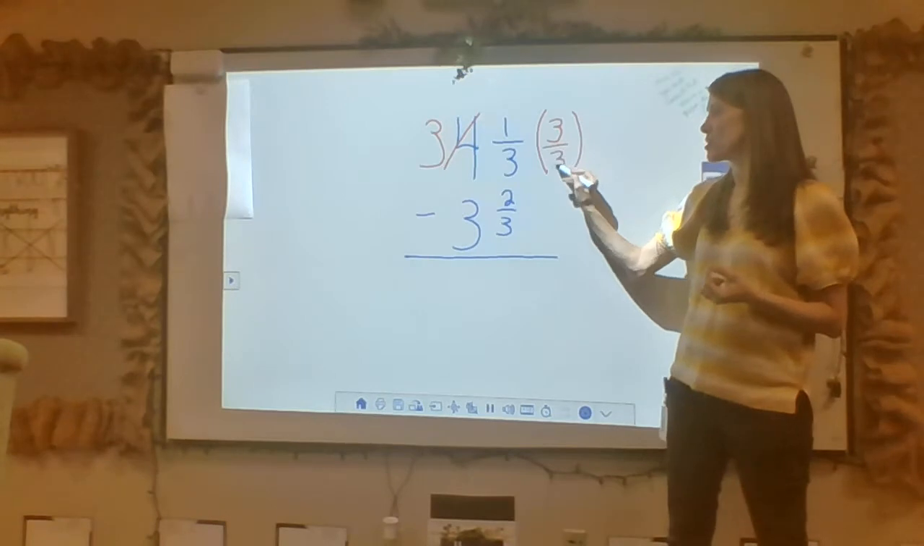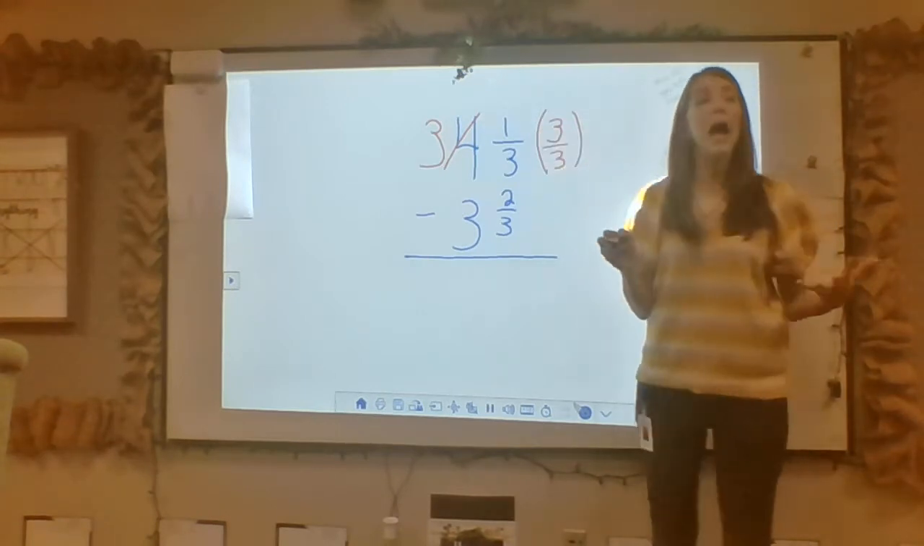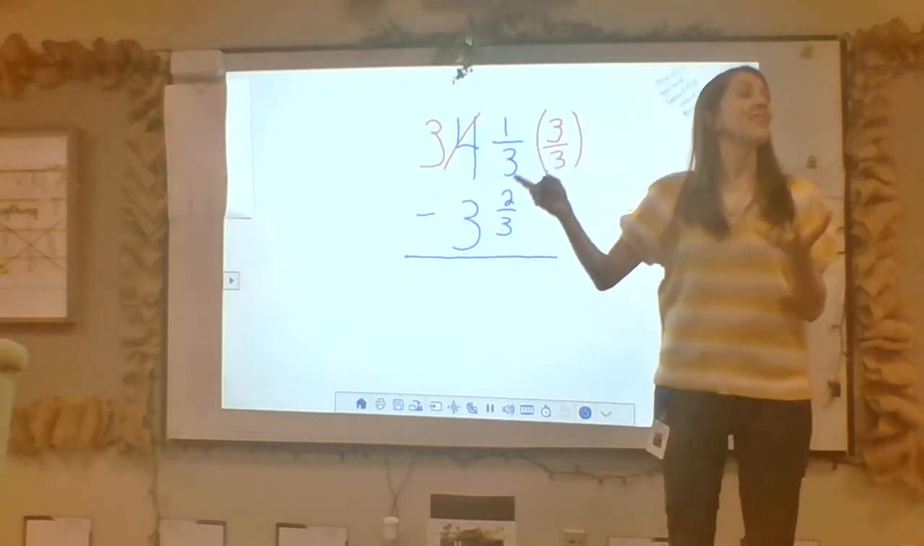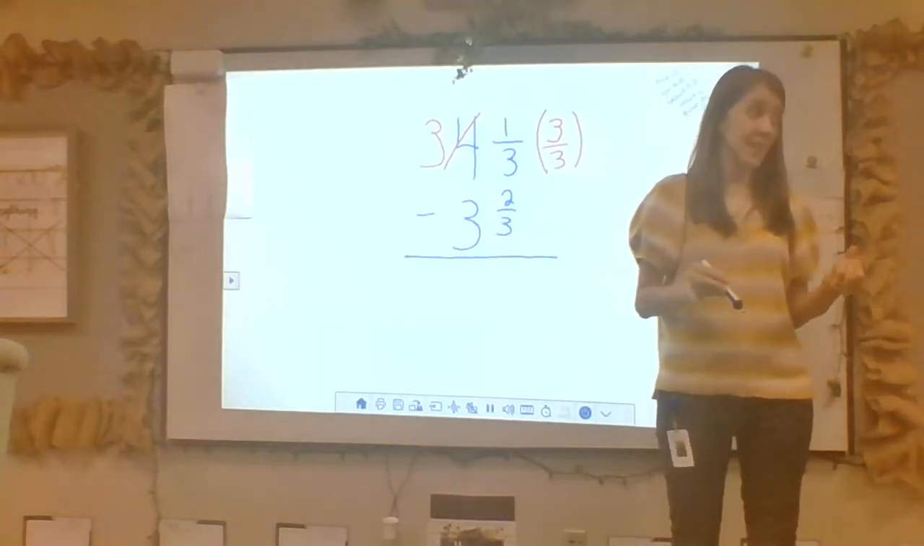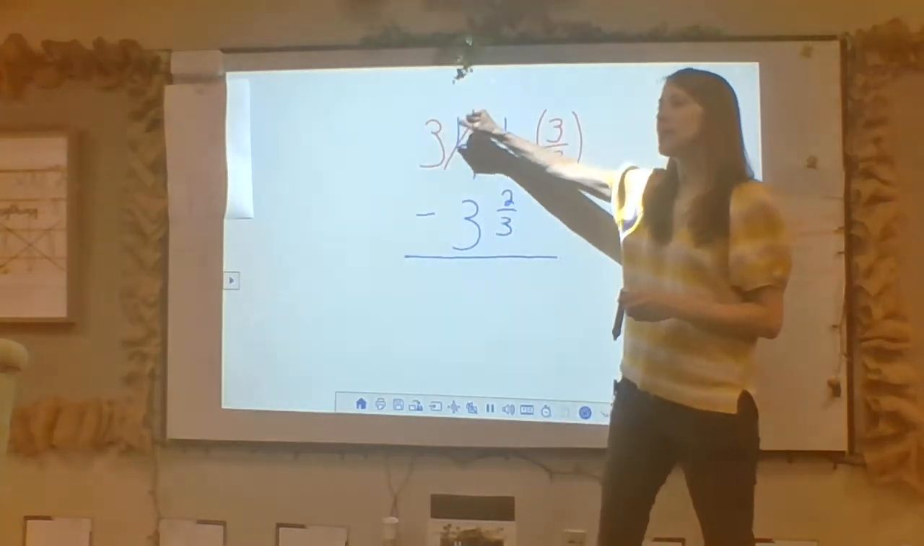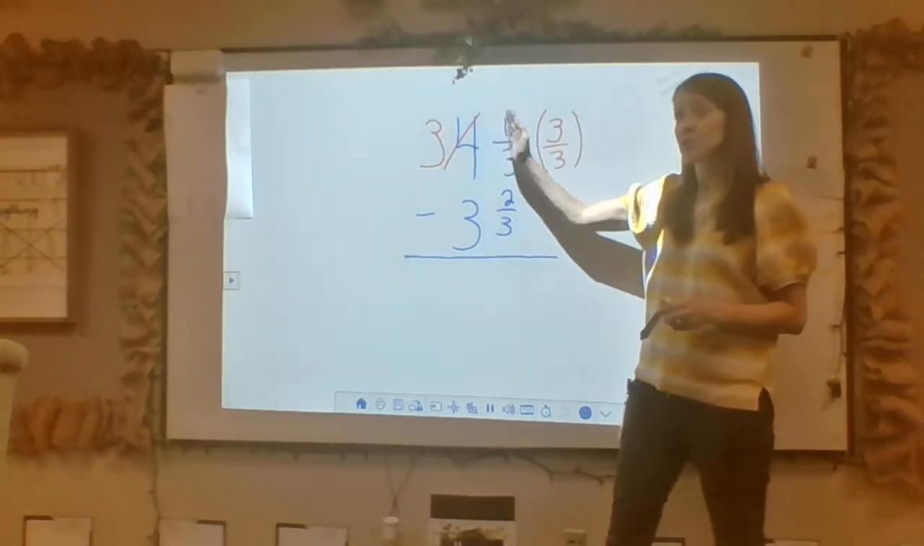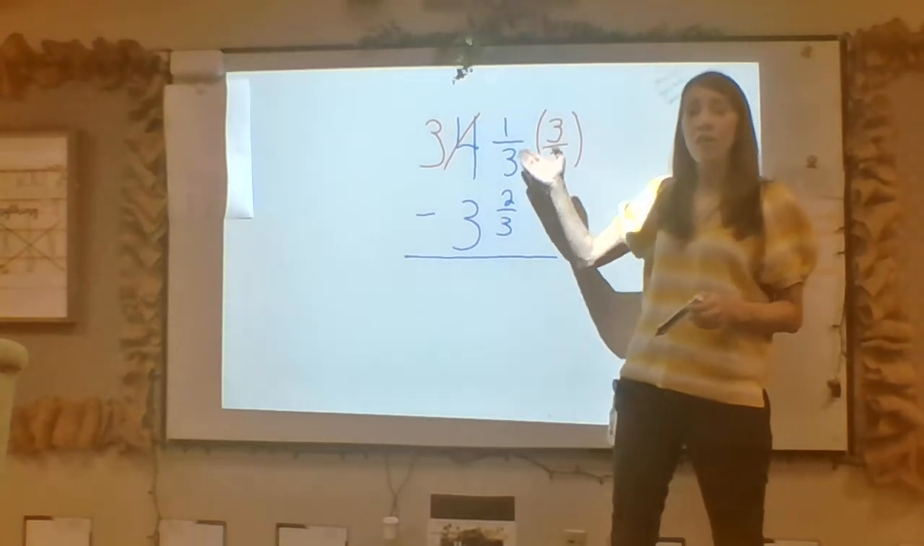3 thirds. Put this in parentheses because sometimes people just change this to 3 thirds. You have to add 3 thirds. Does that make sense? You borrow 1 from here and 1 whole is 3 thirds. So you have to add 3 thirds to what you already have. You already have 1 third.